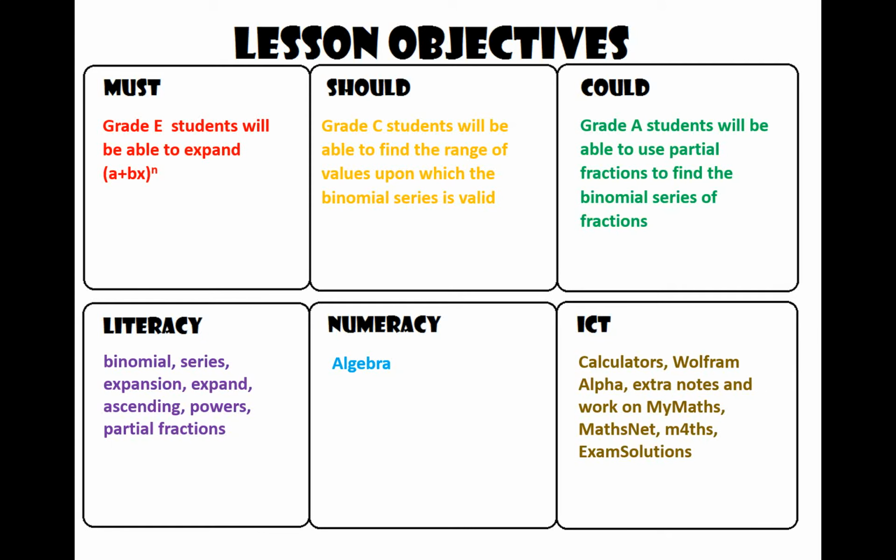This presentation continues our work on binomial series. Grade E students will be able to expand (a + bx)^n. Grade C students will be able to find a range of values upon which the binomial series is valid. Grade A students will be able to use partial fractions to find a binomial series of algebraic fractions.